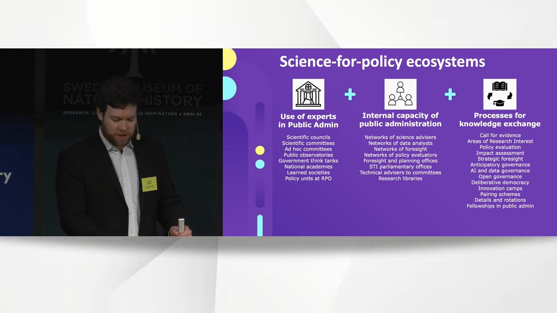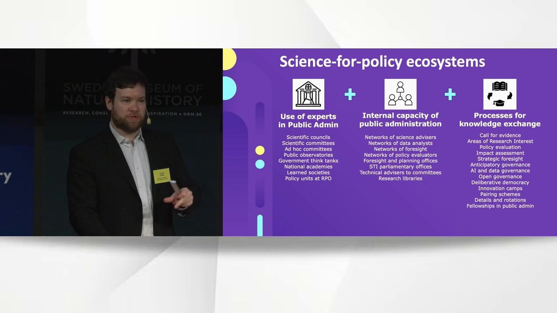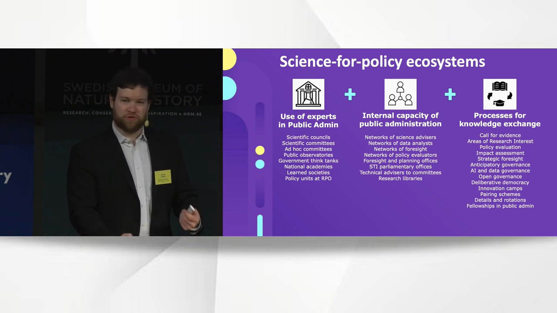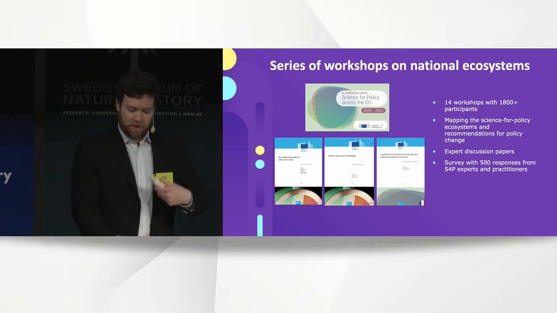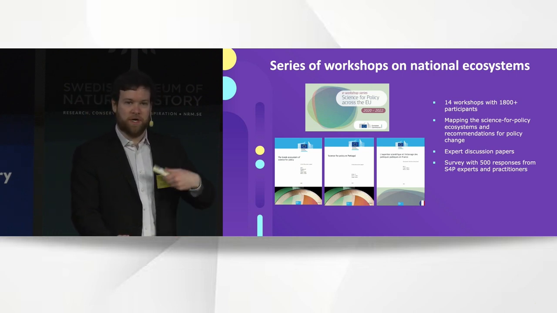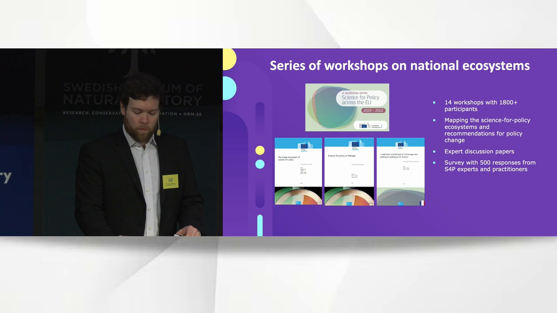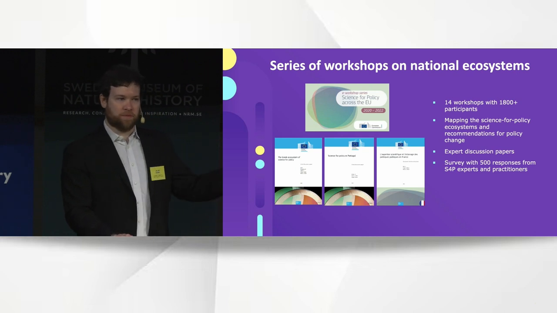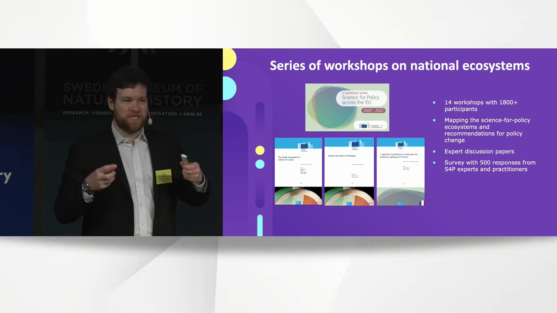And then the processes for exchange, calls for evidence, or areas of research interest, where there is actual direct exchange, fora where policymakers and scientists can come together and exchange information and views, and also build trust, because we learned that building trust is extremely important. We learned this through a series of national workshops where we discussed with experts in the national ecosystems what is most important, what is working well, what is difficult, what are the problems they are struggling with, both from the side of the policymakers and the scientists, and what each of them would need to get better.